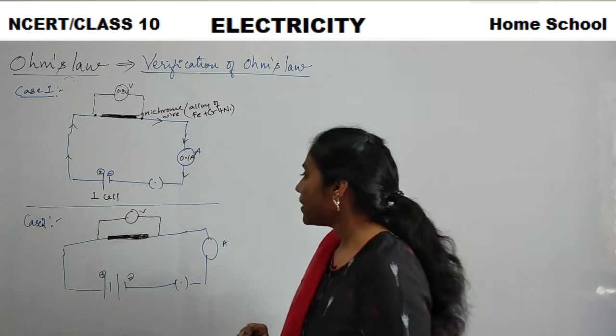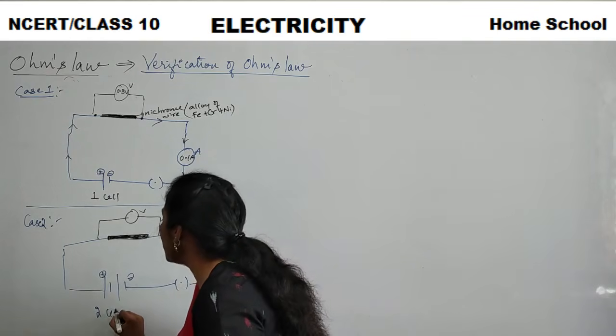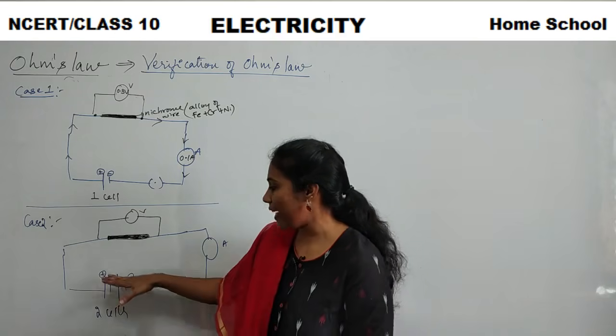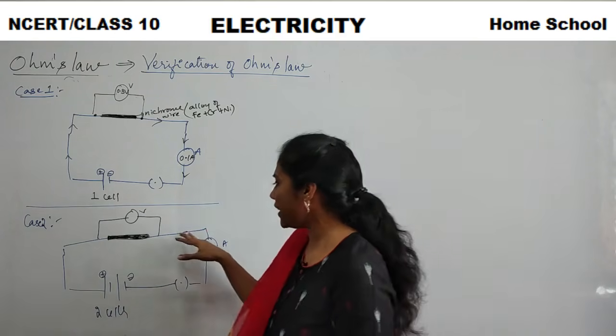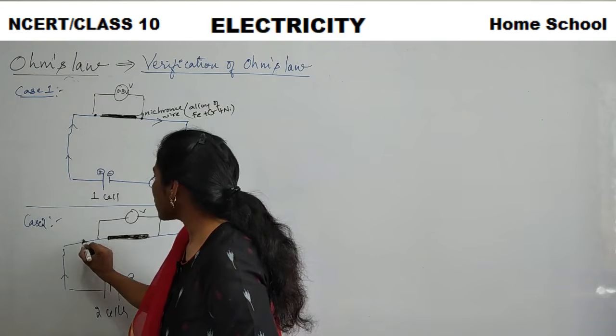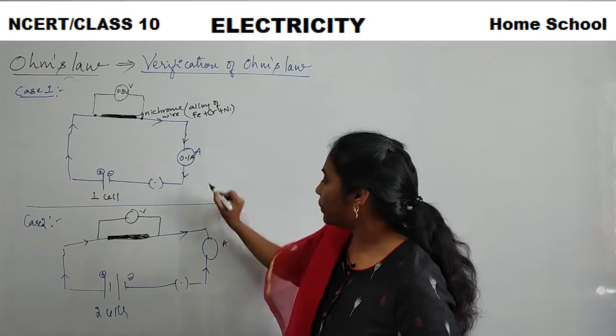This is a voltmeter. But what is the difference here? I am taking two cells, right? Two cells in the sense more voltage I am supplying, so more current definitely would pass across the wire. This is the direction of current. So how much is the current produced? Definitely more than this.